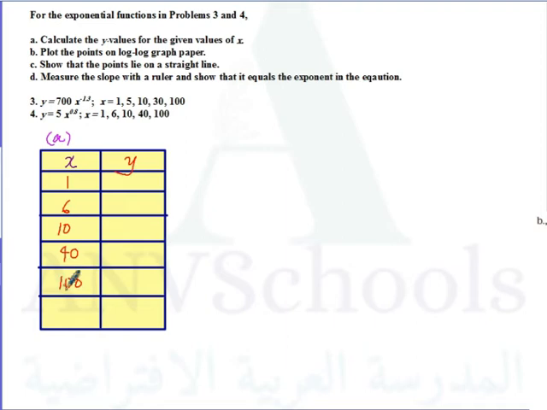What is my y for x equals 1? If I substitute 1 into this function, then my y is 5, and next my y is 20.9648, and then I have 31.5478, and then I have 95.6352, and then if my x is 100, I have 199.0535. Next I'm going to plot the points.